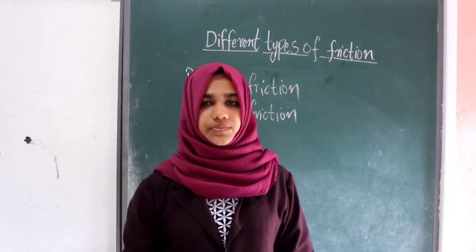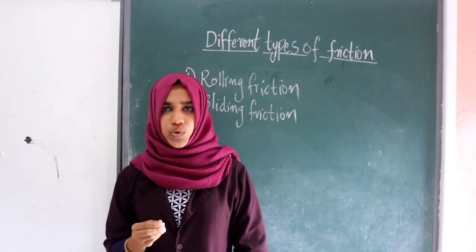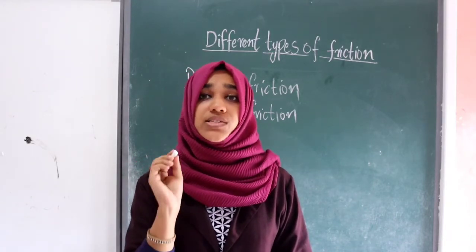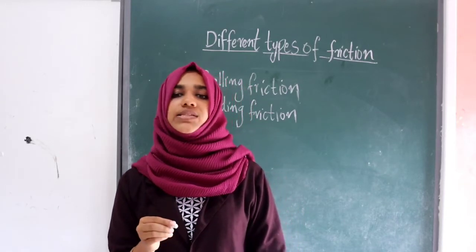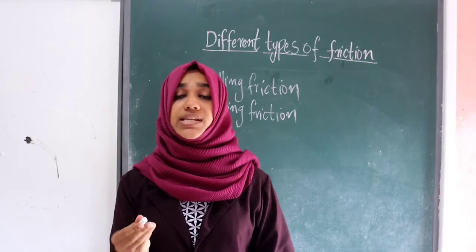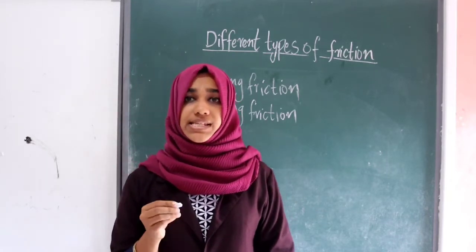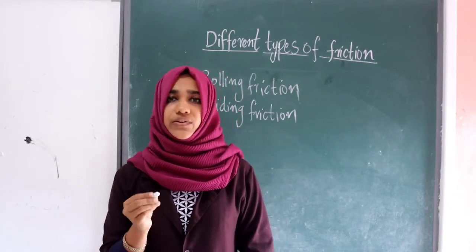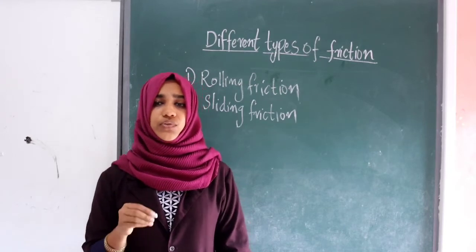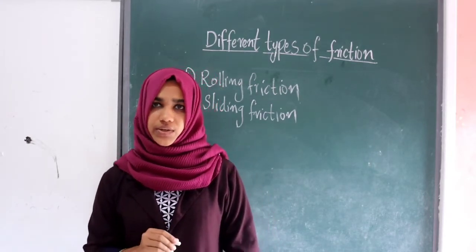Can you give a definition for sliding friction? Rolling friction is the friction generated when a body rolls over another body. Then the second one is sliding friction. Sliding friction means when a body slides over the surface of another body. The force of friction here is sliding friction.